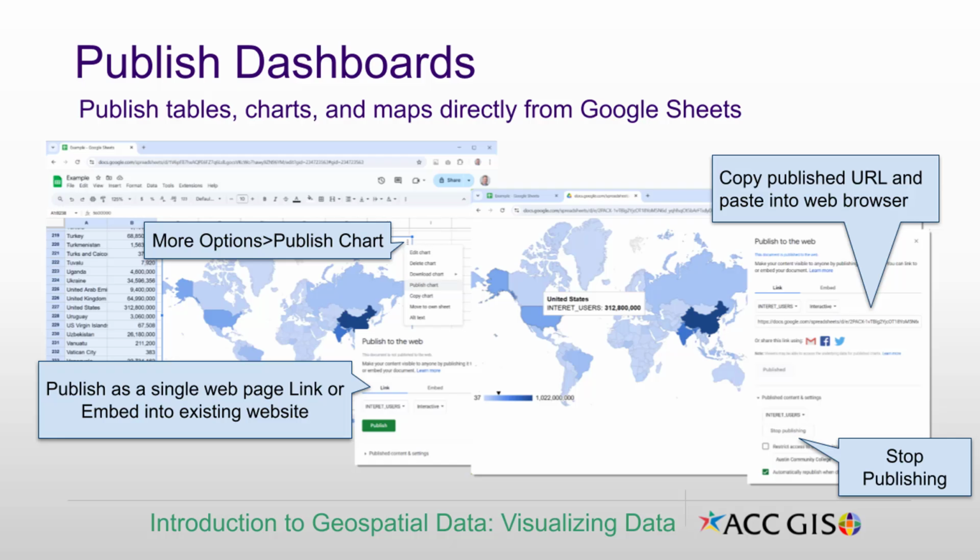Then I need to choose whether I need to publish a link or embedded code that I'm going to put on a web page. In this case, it's just a link, and I click the Publish button. That expands the window to provide me with a URL that I could, for example, email to somebody, or I can copy and paste it directly into a browser window to open my interactive map in a web page.